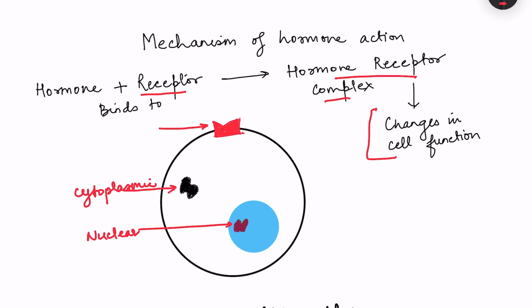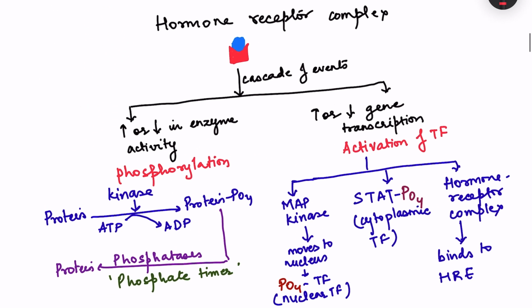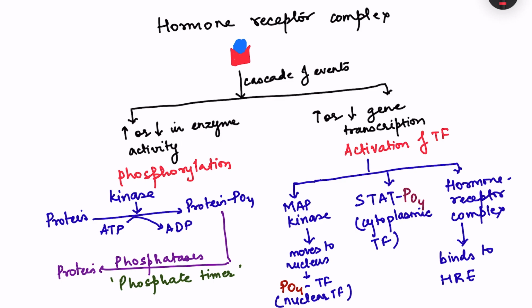So how this is brought about, that we will see one fundamental scheme, and then we will move to individual mechanism of action. So with the formation of the hormone receptor complex, there are cascade of events which are started. So here it is showing this is the receptor and this is the hormone which has bound to its receptor. So with this, there is activation of the cascade of events which basically are of two types: increase or decrease in the activity of enzymes, or increase or decrease of gene transcription, leading to either more synthesis of proteins or decrease in the synthesis of proteins.